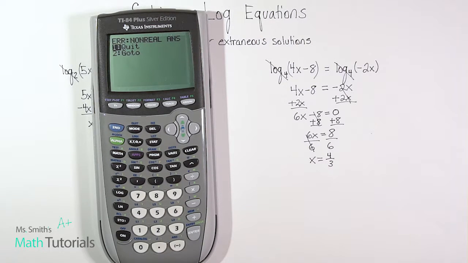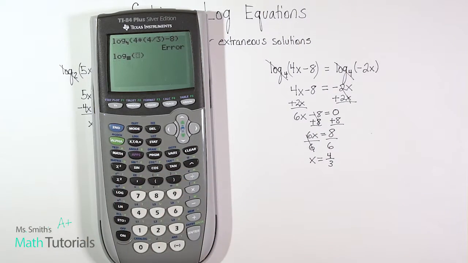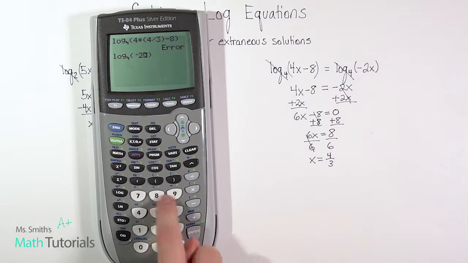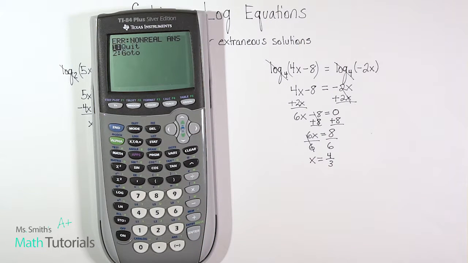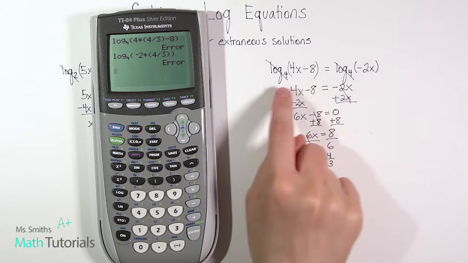And we could check the other side too, just for fun. Let's check this side too and just see what happens. So if I put math, alpha math, and I type in log base 4 of negative 2 times 4/3, right? And I again get error, non-real answer. Okay, but honestly, I showed you both just because I wanted to make a point.